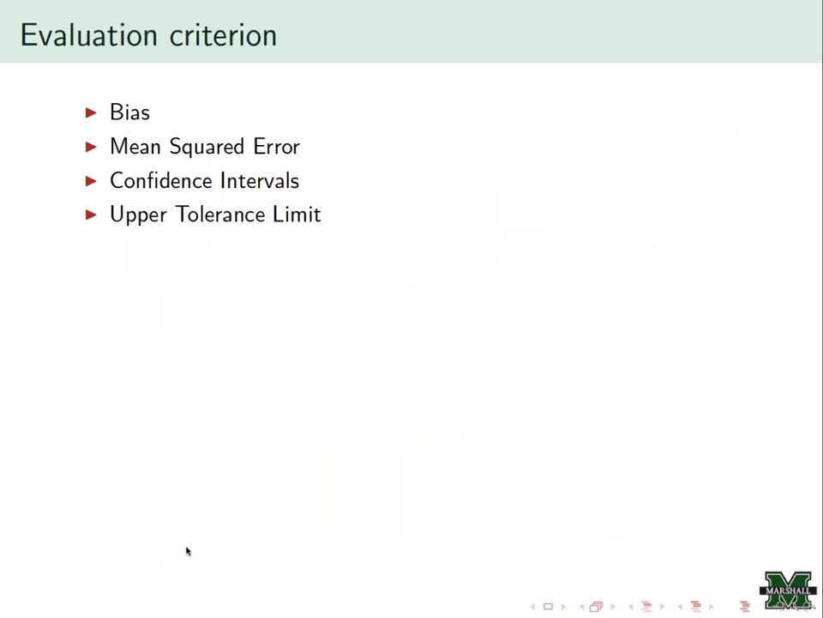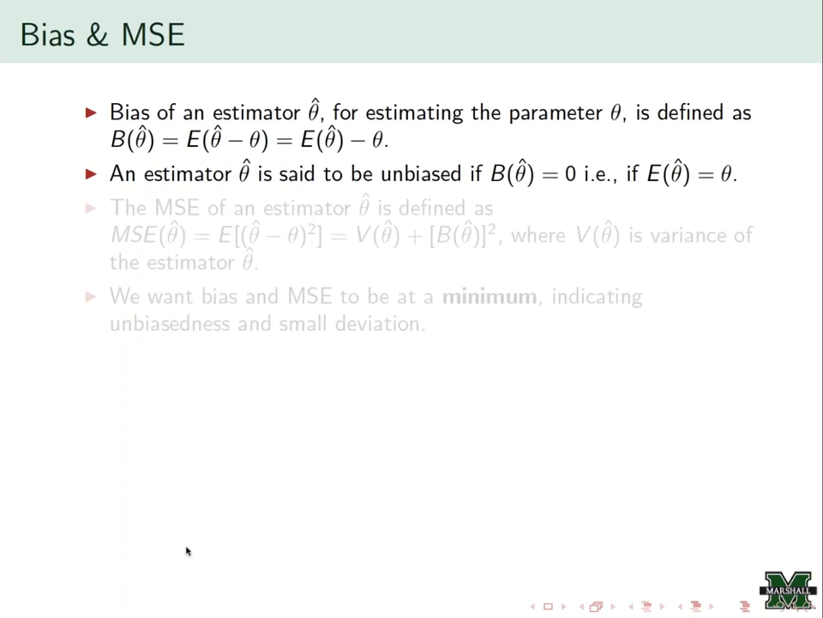So after defining all of these methods, I used different criteria for assessing the effectiveness of each method, and that included bias, mean squared error, confidence intervals of the mean, and upper tolerance limits. So bias is a measure of how far off the estimated parameter is from the true parameter. So you can see with this equation here, it is the expected value of the estimator minus the parameter.